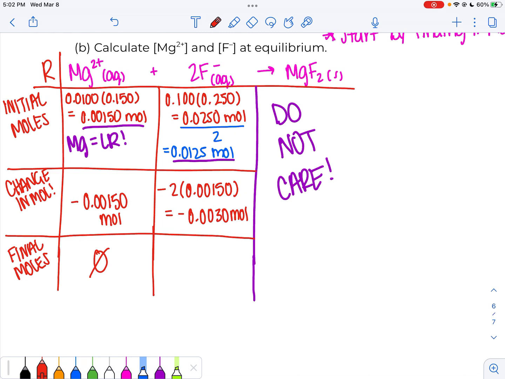So how much will be left in solution afterward? Well, we started with 0.0250 moles. We're going to use 0.030 moles. So we're going to have left over 0.022 moles after this reaction has run its course.